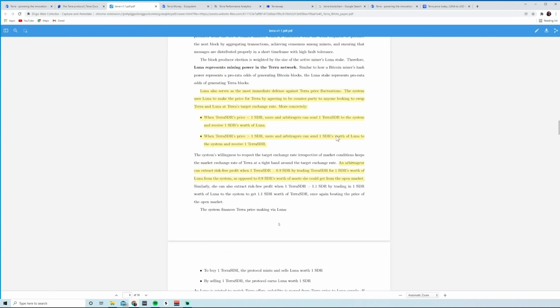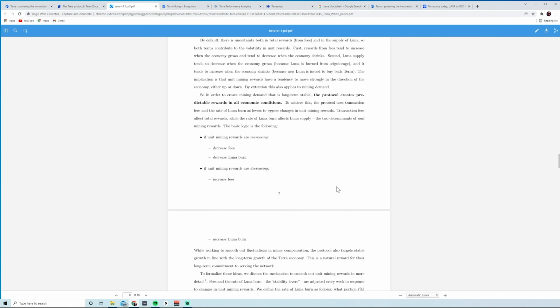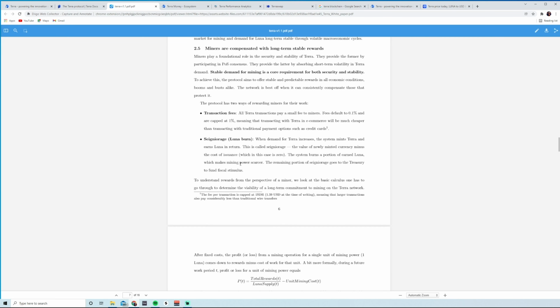Now, where is that term? Let's have a quick look. Okay, here. Yeah, so there are seigniorage fees, which is one of the long-term ways that miners can be compensated for stable rewards. Now, what is seigniorage? It is essentially Luna burn.